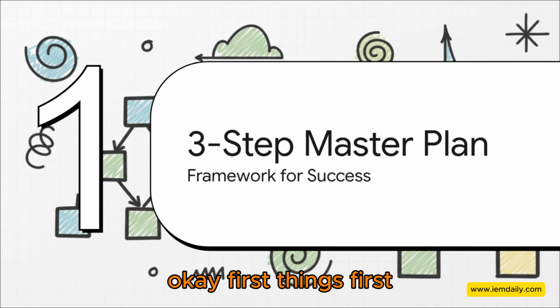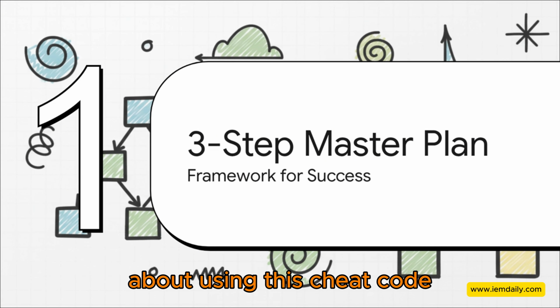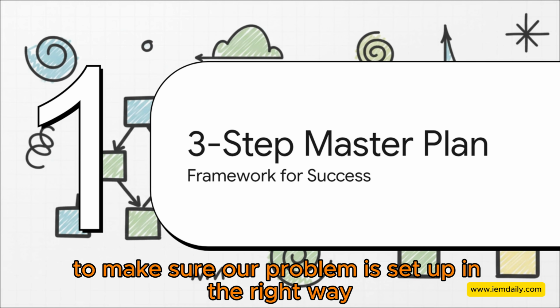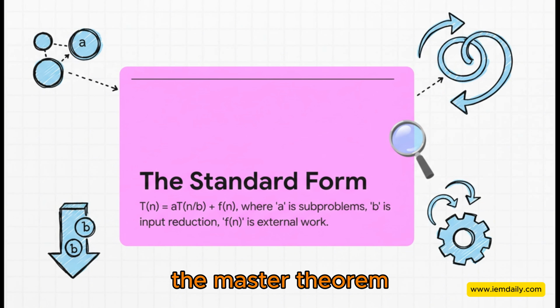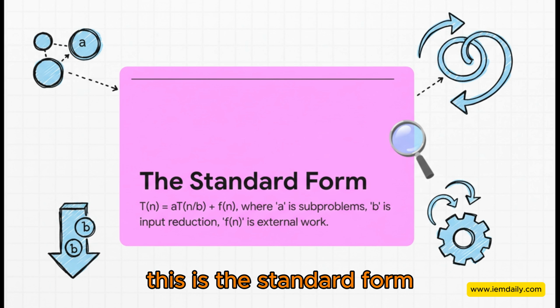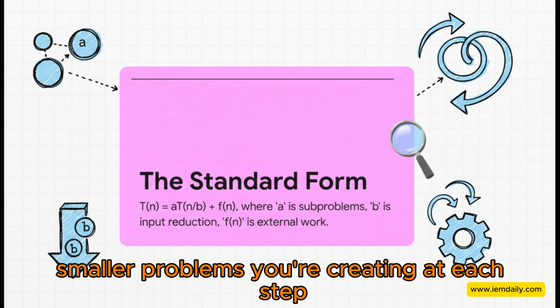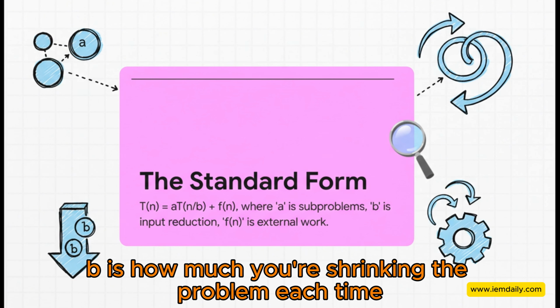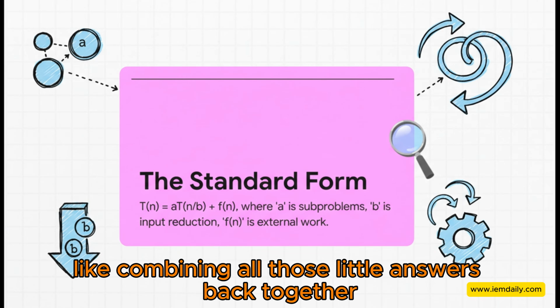Okay, first things first, we need a framework. Before we can even think about using this cheat code, we've got to make sure our problem is set up in the right way. So let's take a look at what that format is. The master theorem only plays ball if your equation looks like this. This is the standard form. Think of it like this. a is how many new, smaller problems you're creating at each step. b is how much you're shrinking the problem each time. And f of n? That's all the extra work you have to do, like combining all those little answers back together.